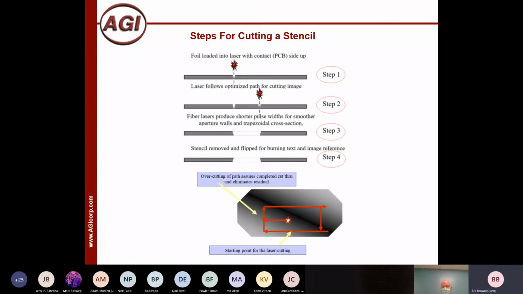Once that's done, it's flipped over, then all the engraving and text is burned onto the stencil. One thing I don't have in this presentation is that we are now able to burn a data matrix barcode, either on the stencil frame or on the foil. That's something we're offering now, and a lot of customers seem to like that for traceability and stencil life.